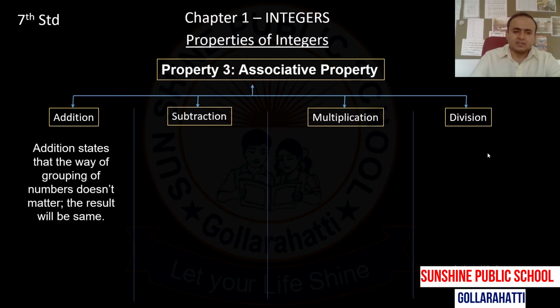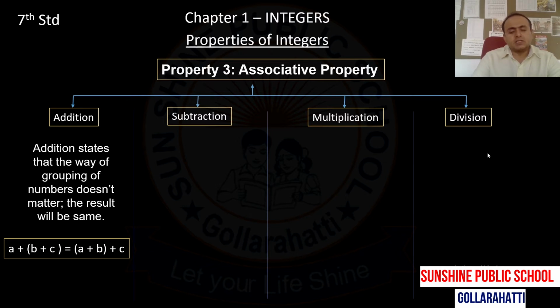First is addition. Addition states that the way of grouping of numbers doesn't matter, the result will be the same. Let us see how: a plus b plus c is equal to a plus b plus c. That is, first we grouped b plus c here, and in the second term we grouped a plus b. So whichever way we group and add, the answer or result doesn't change.